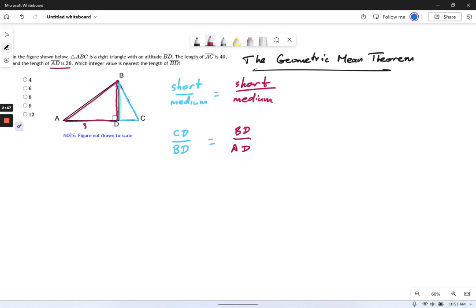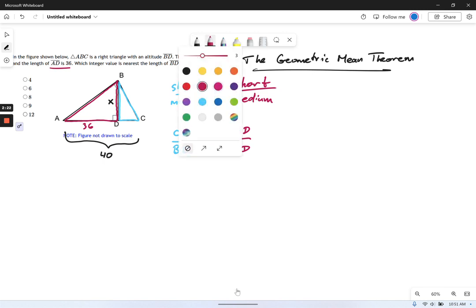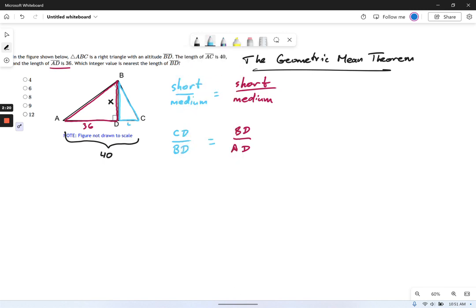That's even more useful. Let's label that 36. What integer is nearest the length of BD? So we want to know what BD is. Okay, I'll put that in black right here. This is our X value. And we're given 36 for AD, and we're also given AC, which is this long one right here. So if that is 40 and 36 is AD, then I can do some basic subtraction and say, okay, well that means CD must be 4.